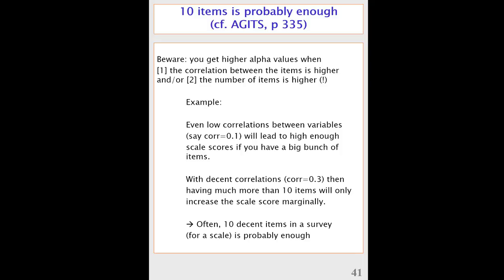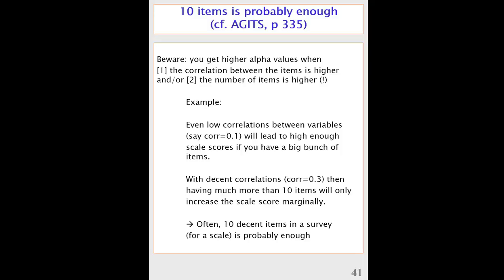For instance, if you have a really low correlation between separate items, let's say 0.1, then even if you have a big bunch of them, that in all likelihood will give you quite a decent alpha value, simply because you're averaging out so much. And here, for decent correlations, where decent is, let's say, 0.3, you can see that if you have more than 10 items, then usually all the items above the 10 that you have do not add very much anymore. That is, the alpha value itself doesn't increase much more.